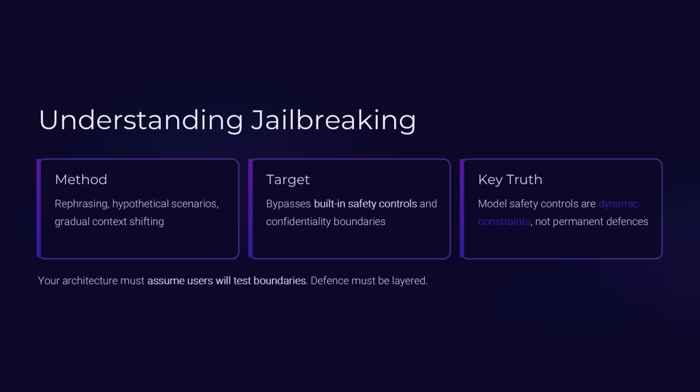Jailbreaking highlights an important truth. Safety controls embedded within models are not permanent defenses. They are dynamic constraints subject to adversarial experimentation. Your architecture must assume that users will test boundaries. Defense must therefore be layered.